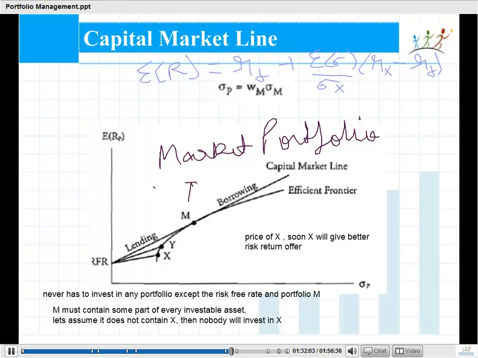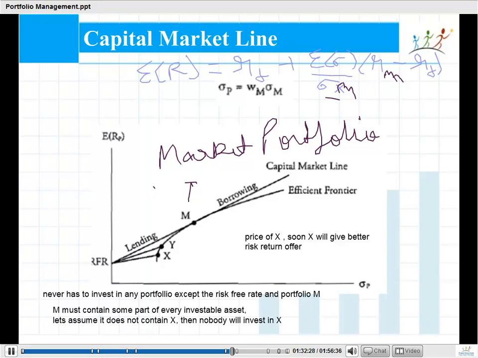So, please remember this equation well. The expected return on a portfolio is given by the risk-free rate plus the expected risk on the portfolio upon the risk of the market, into RM minus RF.